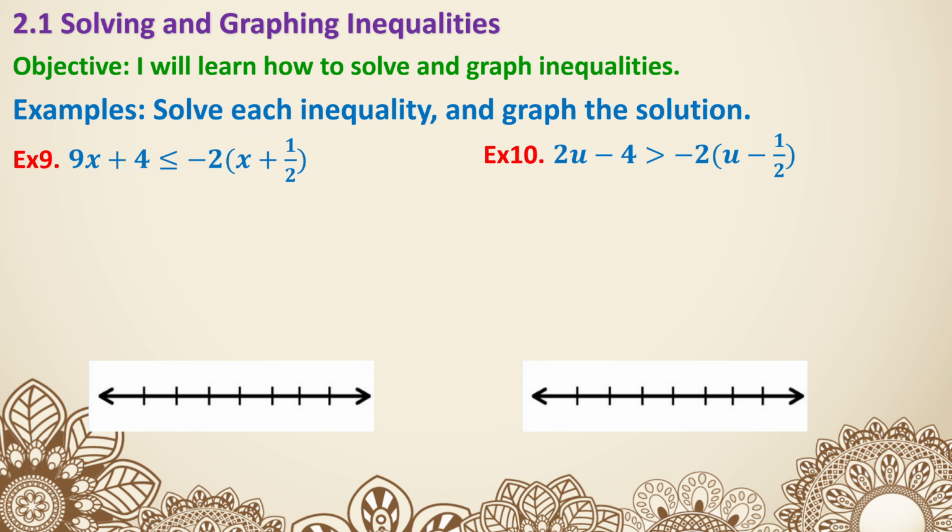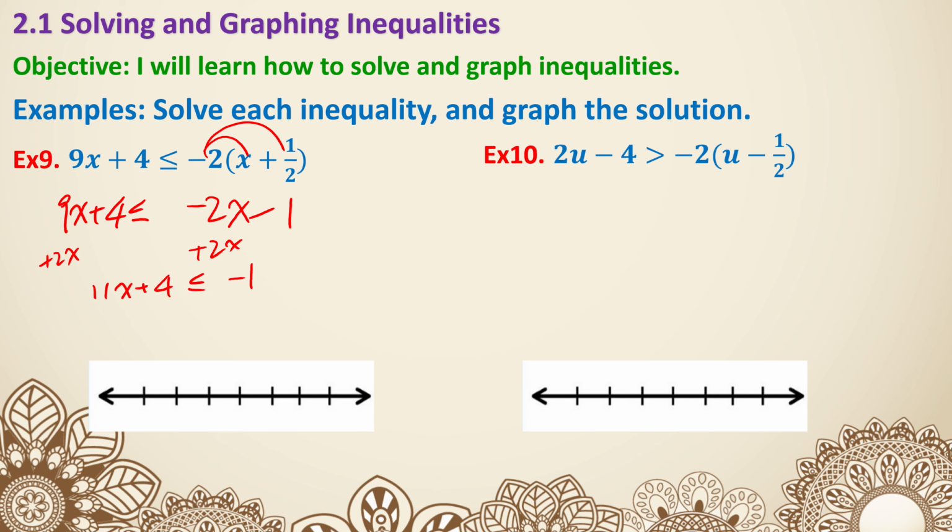Next, number 9. See parentheses, so we're going to distribute: negative 2x minus 1, 9x plus 4 less than or equal to... We're going to add 2x on both sides. So we got 11x plus 4 is less than or equal to negative 1. So 11x is less than or equal to negative 5, since we subtract 4 on both sides. x is less than or equal to negative 5 over 11. And since we're just dividing by a positive number on both sides, we're not going to need to flip the sign. So between 0 and negative 1, negative 5 over 11 is in the middle. Solid dot because we have an equal sign, pointing to the left.